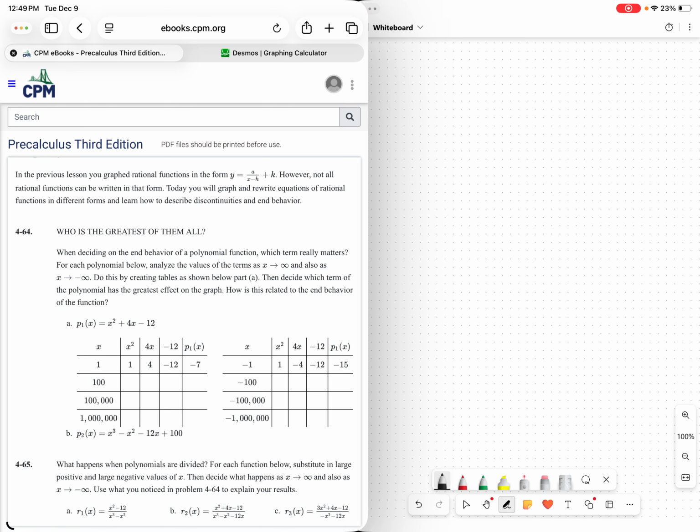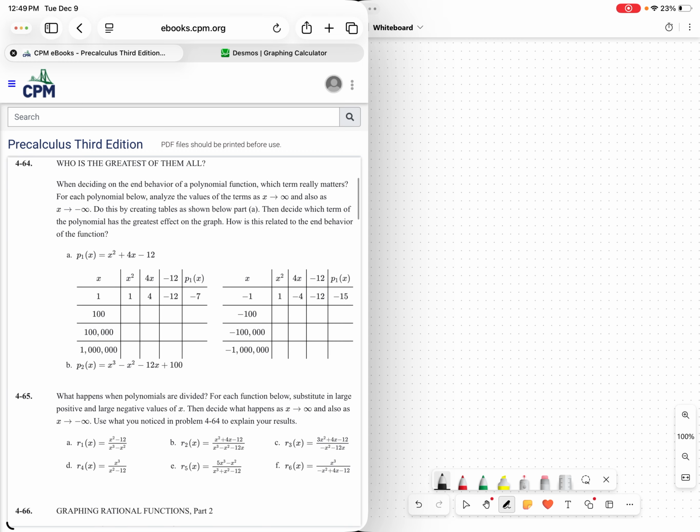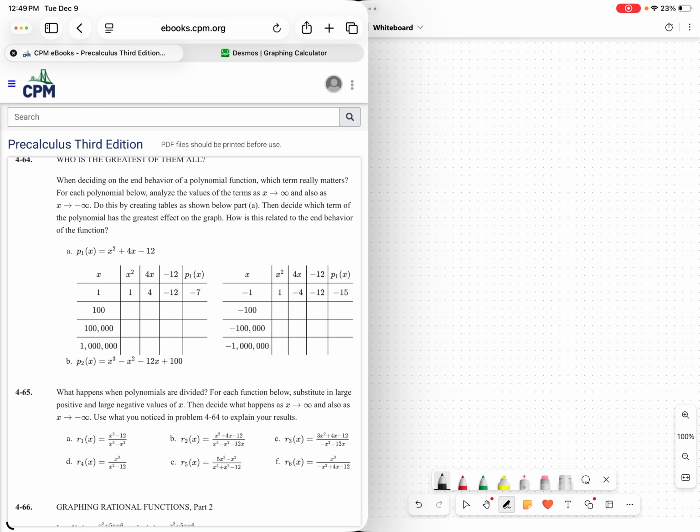So this first question here, 64, says, who's the greatest? So when deciding on end behavior of a polynomial function, which term really matters? So for each polynomial function, analyze the terms, right, as x approaches infinity and negative infinity. And we're going to do this by creating the tables. So there's tables here, and you can see they've kind of already done this for us.